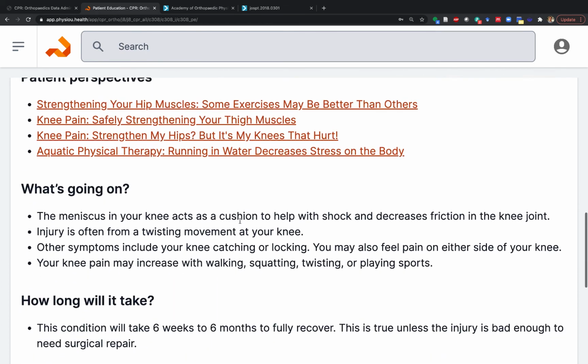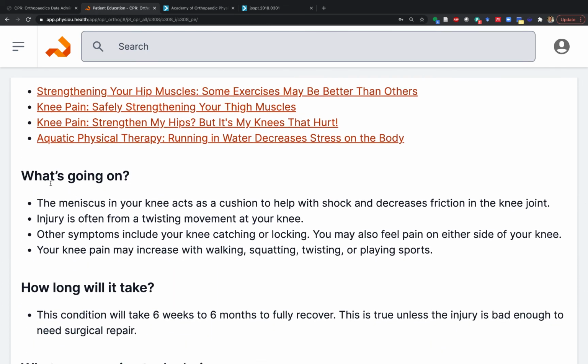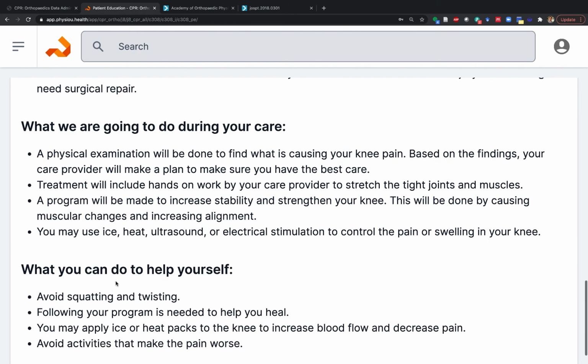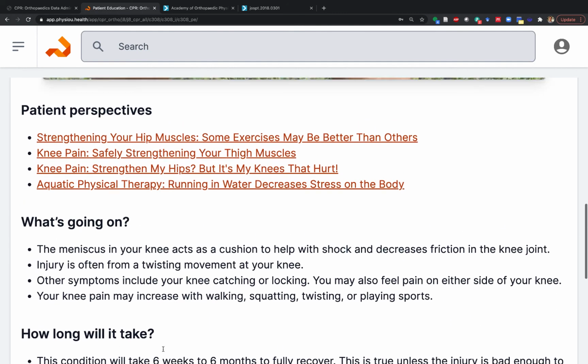The patient education here is to help you express to the patient and answer the 4 big questions that they always have in their mind. What's going on? How long will it take? What we are going to do during their care and what they can do to help themselves. Okay, avoid squatting and twisting, right? Avoid activities that make the pain worse. So this is your patient education.